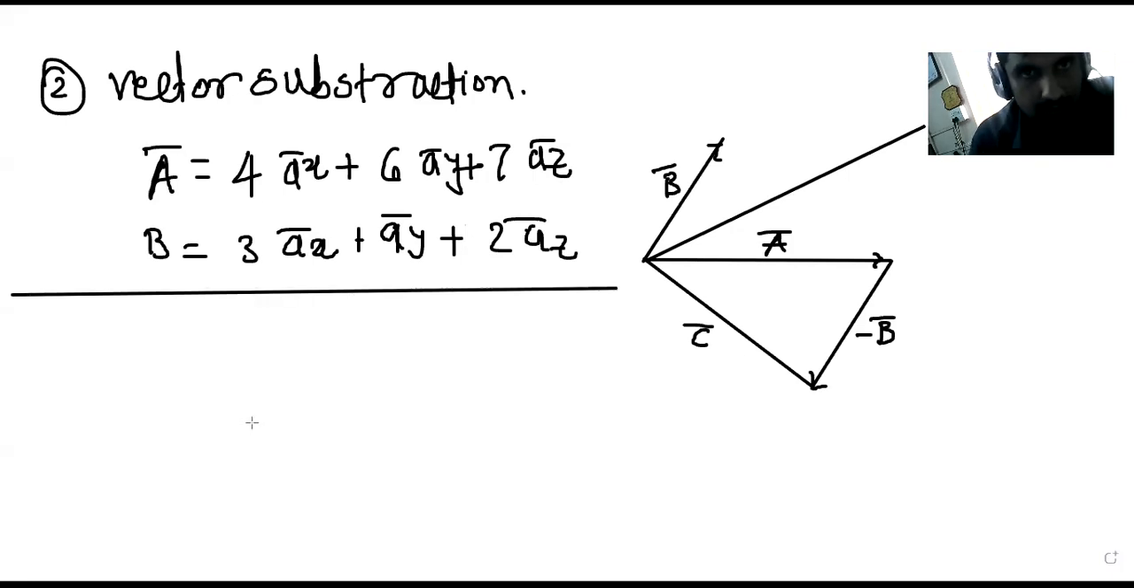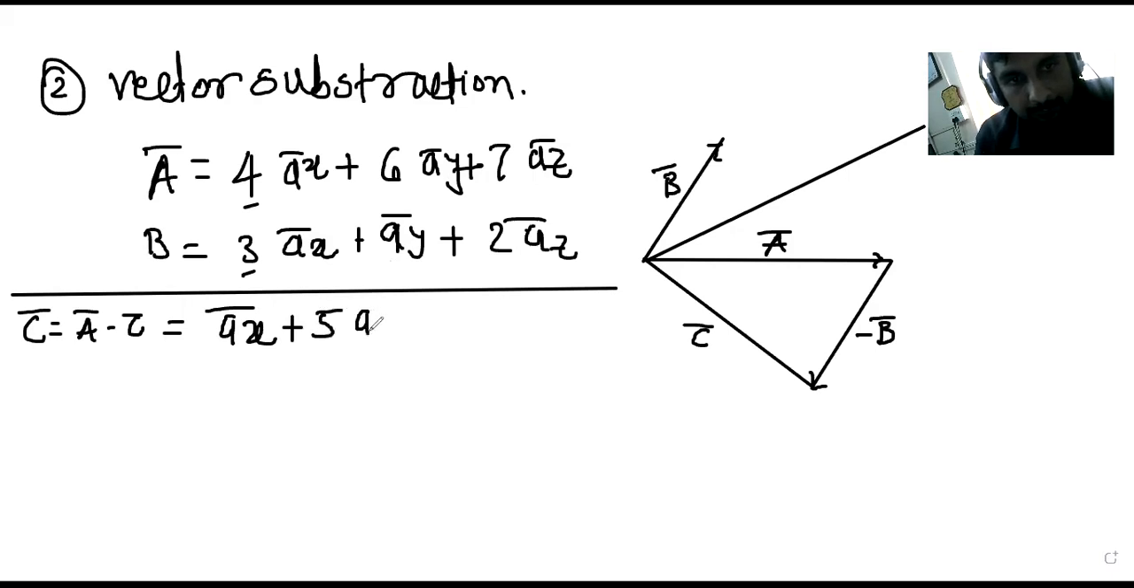So in that case, your resultant would be, let us denote that resultant as C bar, which is subtraction. A bar minus B bar, right? So simply you have to subtract this 3 from 4. So this is a bar x plus 6 minus 1 is 5 a bar y. 7 minus 2 is 5, 5 a bar z. So this is what the answer for subtraction of vectors. This is how you can find out the vector subtraction.